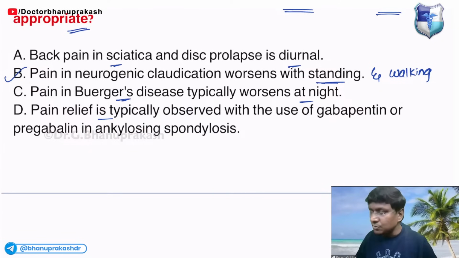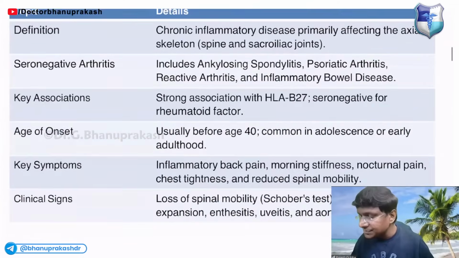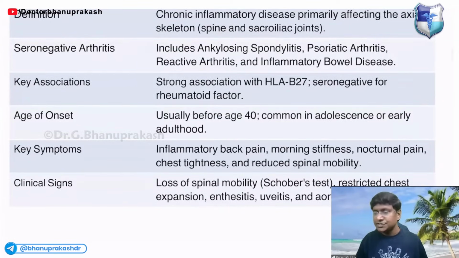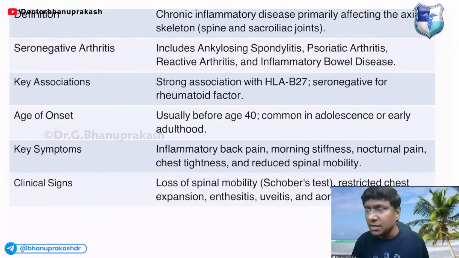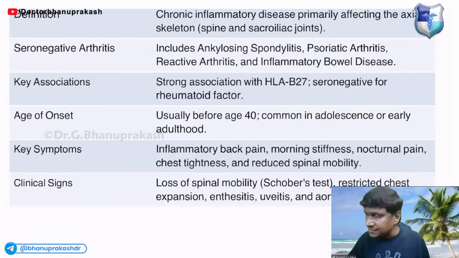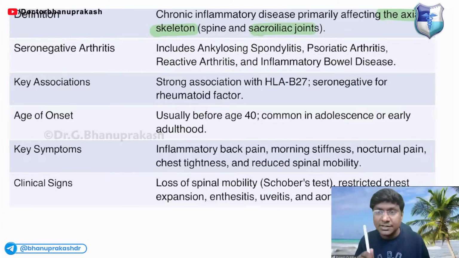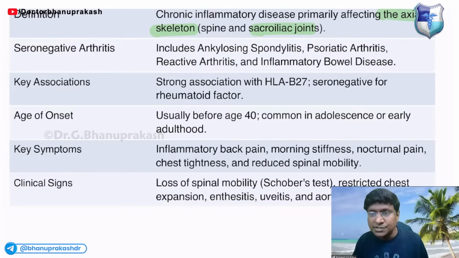Okay, right. Now we will do the detailed discussion of ankylosing spondylitis. What is ankylosing spondylitis? Please remember, ankylosing spondylitis is a chronic inflammatory disease. Which part of the body is affected? The axial skeleton is commonly affected, where you have abnormality within the spine as well as the sacroiliac joints. These two are the common sites affected in ankylosing spondylitis.